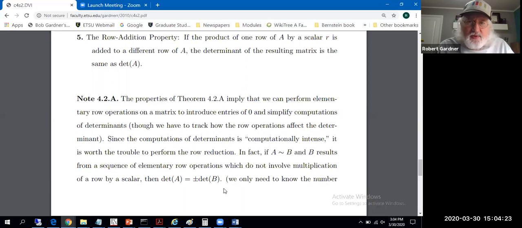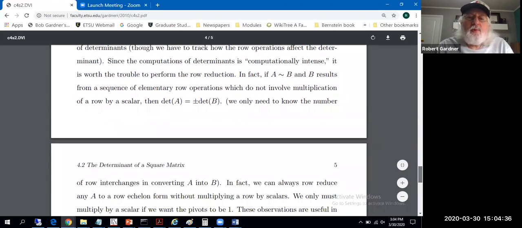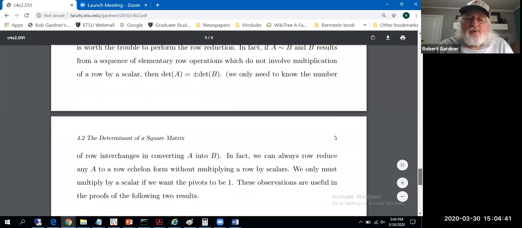How'd you get those pivots to be 1? Well, if they weren't 1, you divided them by whatever they were to create a 1 for a pivot. And we're trying to avoid dividing rows by scalars. So what we're going to do is try to take matrix A and reduce it down to an upper triangular matrix. We're going to put it in row echelon form without multiplying rows by scalars.